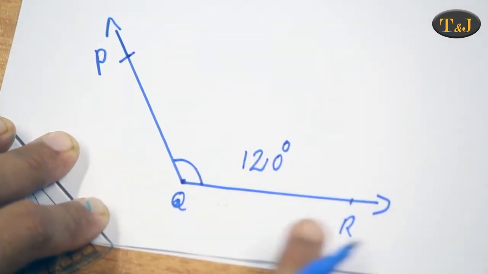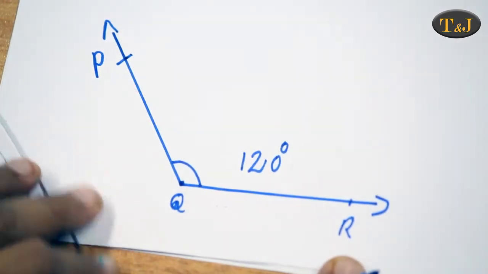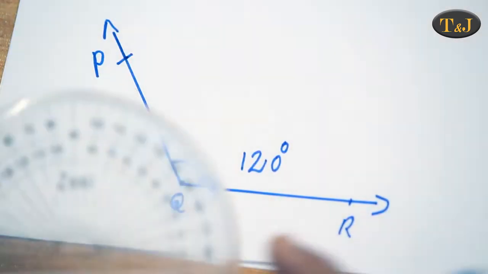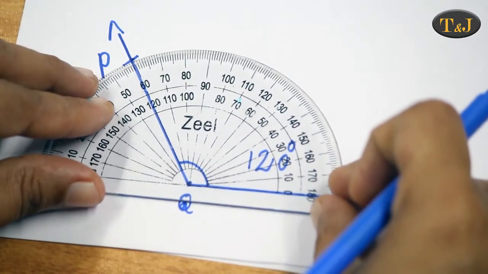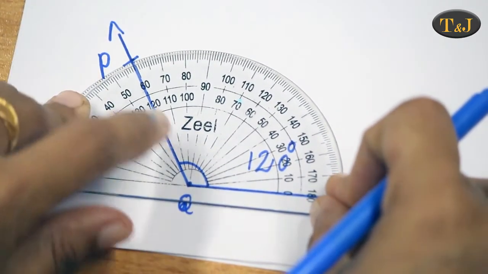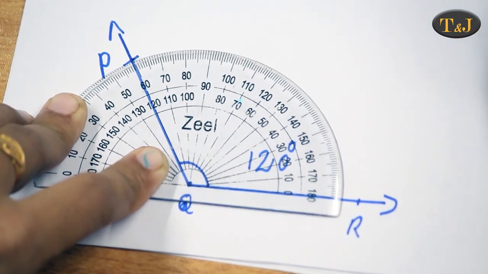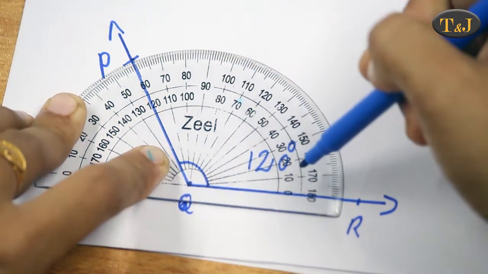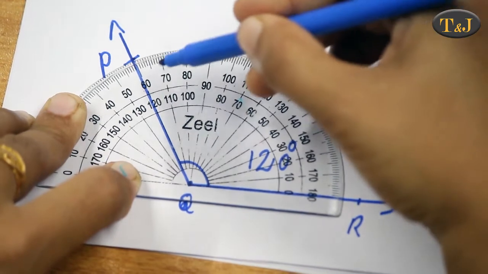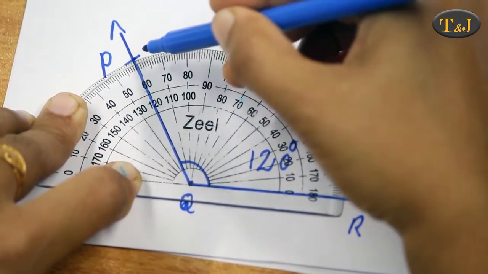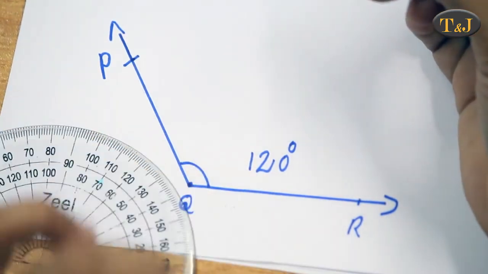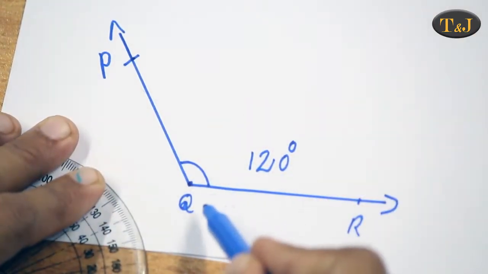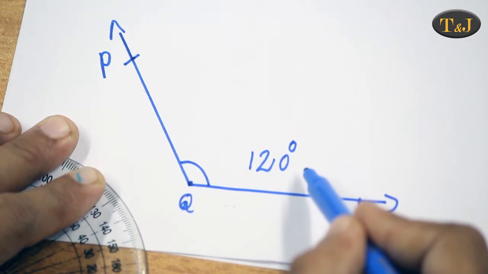Okay, first we just draw the ray QR and place our protractor using the center of the baseline at the starting point Q. Then we want the angle of 120 degrees. That means on our protractor scale, we find 120 degrees here. Then just mark it as P. This is the ray PQ and this is the ray QR. They are meeting at the point Q. So our angle is 120 degrees.